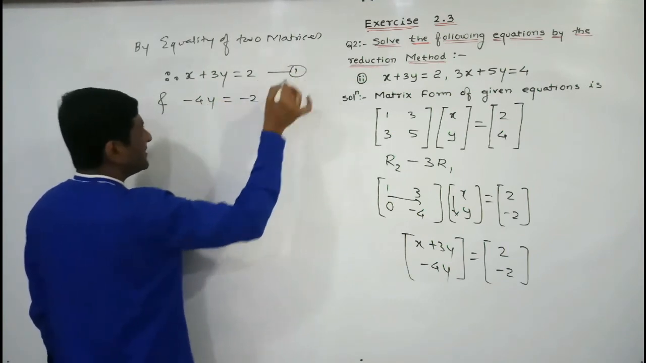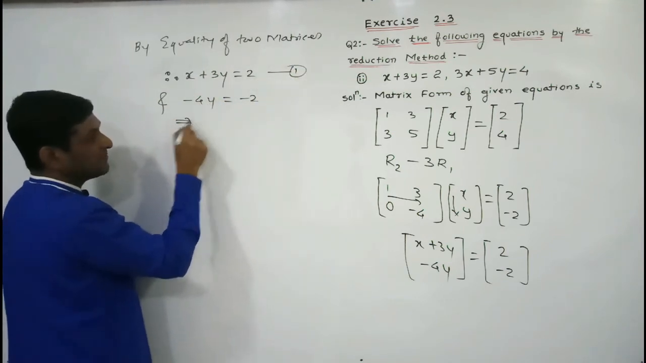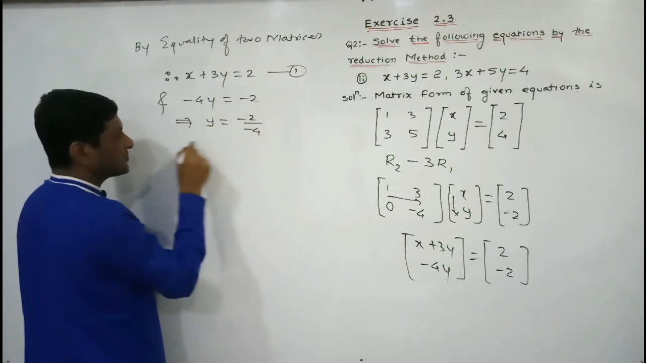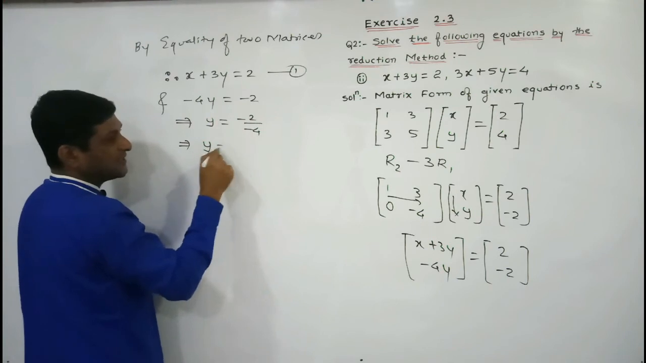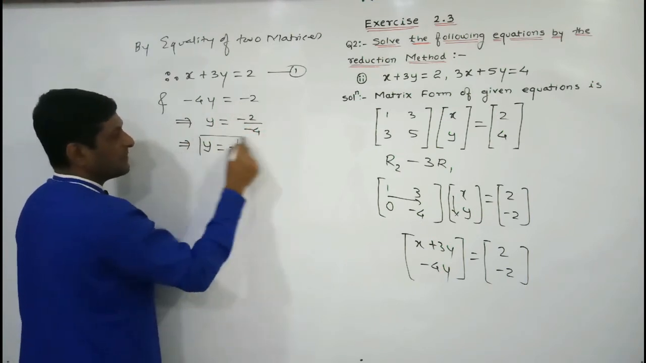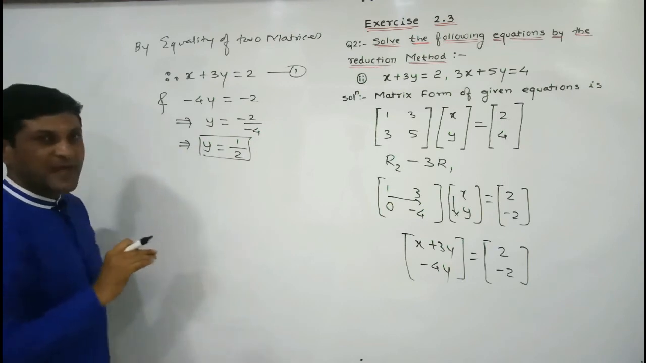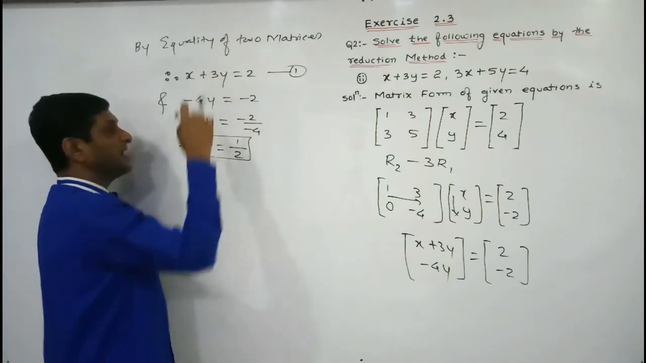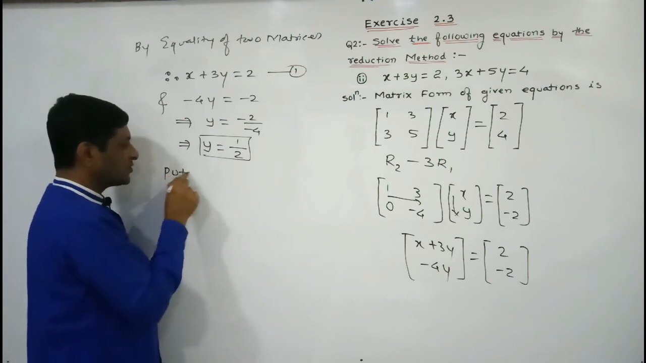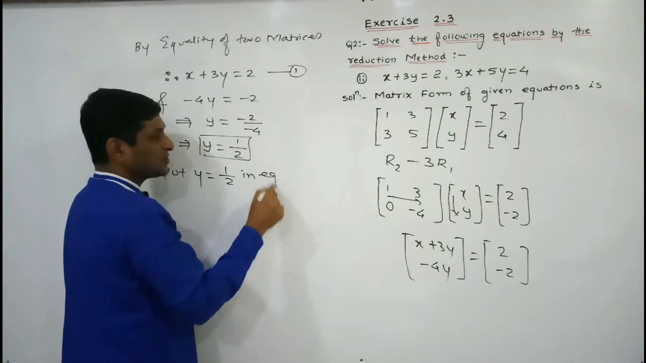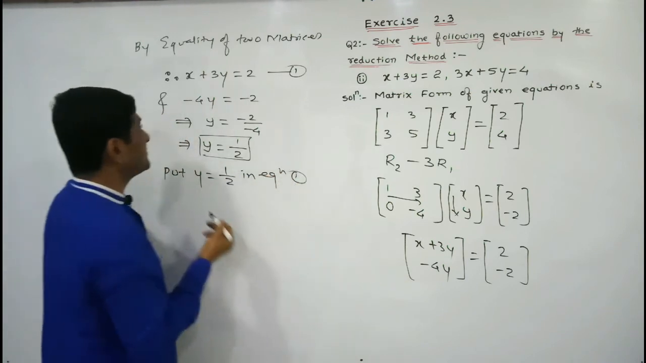Let us denote this by equation number first. This implies that y is equal to minus 2 divided by minus 4. The minuses cancel, so y is equal to 2 by 4, which is 1 by 2. In this way we have got the value of y. Once the value of y is known to us, substitute this value of y in equation number first. So put y equals 1 by 2 in equation first.